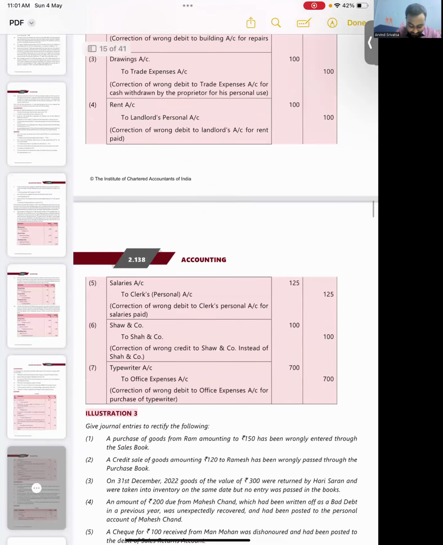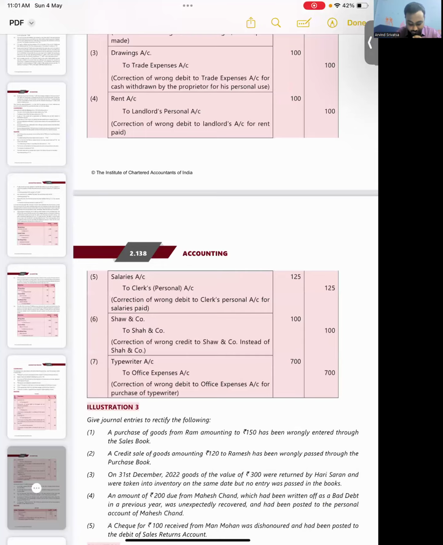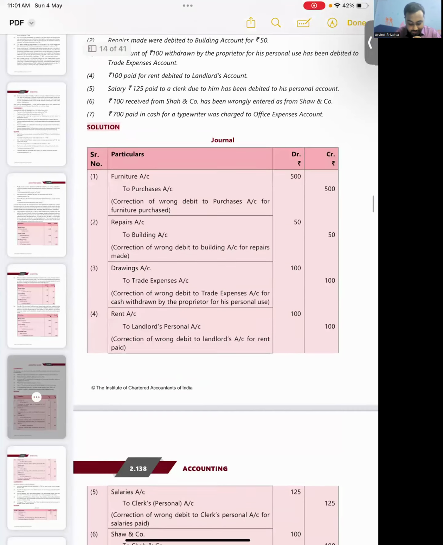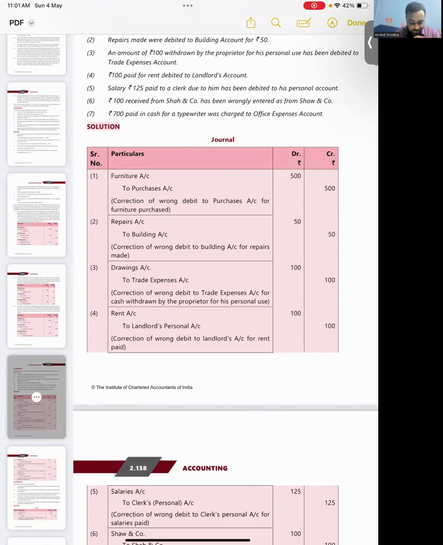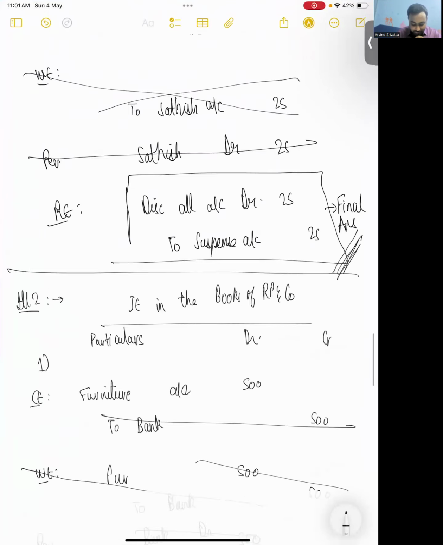So what have they done? Yes. To staff's, I told staff's personal account. They've used clerk's personal account. Perfect. Anything is fine. So that's fine. Next, 100 received from Shah and Co has been wrongly entered as Shaw and Co. So this one is pretty simple. So you have basically made sales to Shah and Co.